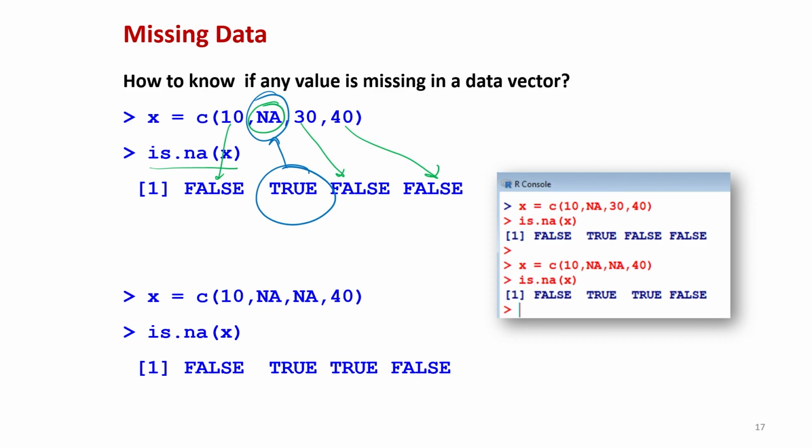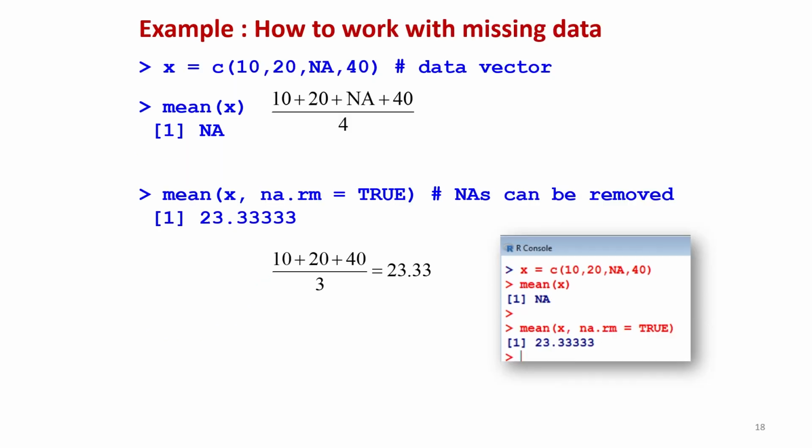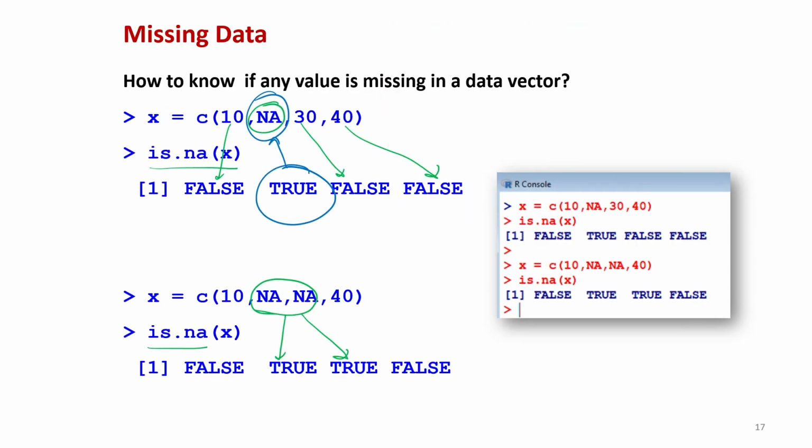Similarly, if I change this data so that both the second and third values are missing, and you operate the command is.na, then you will see that in the second and third places of the outcome there will be TRUE, and in the first and fourth places, where the data is available, the answer will be FALSE. So there is no data missing in the first and fourth places, and the data is missing in the second and third places.